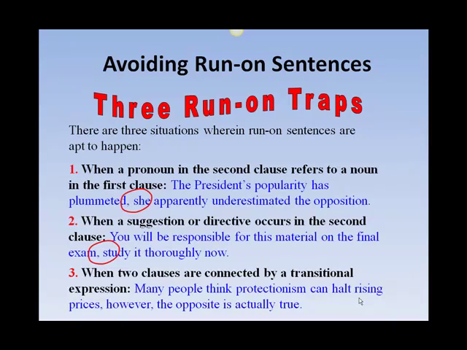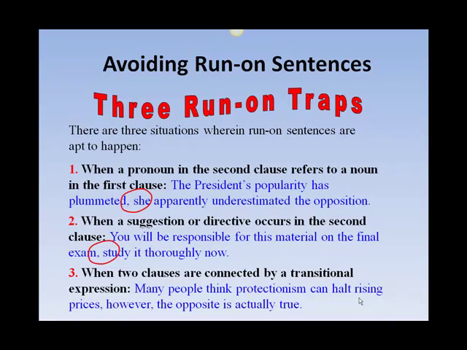The president's popularity has plummeted. She apparently underestimated the opposition. So we can see the comma and we can see the pronoun that is referring back to the president. But this is still grammatically incorrect. This is a comma splice.